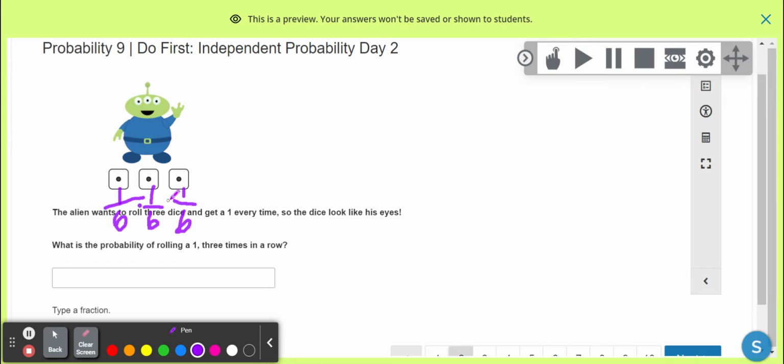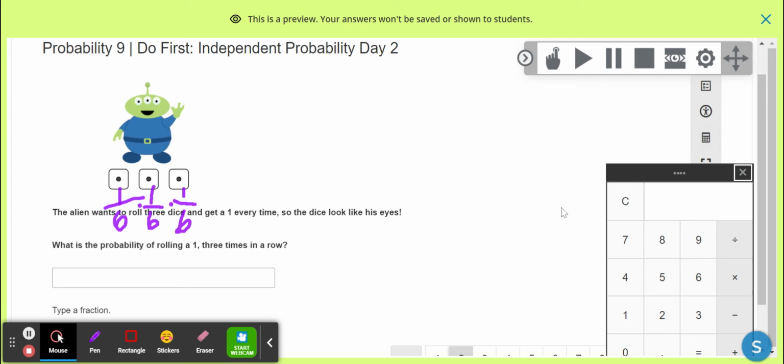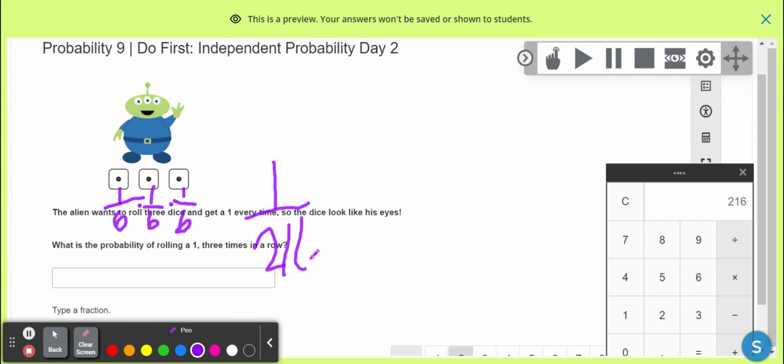So we're going to have to multiply these fractions together. So 1 times 1 times 1 would be 1. And then 6 times 6 times 6, I have no idea. So let's use our calculator button. 6 times 6 times 6. 216. So 1 out of 216.